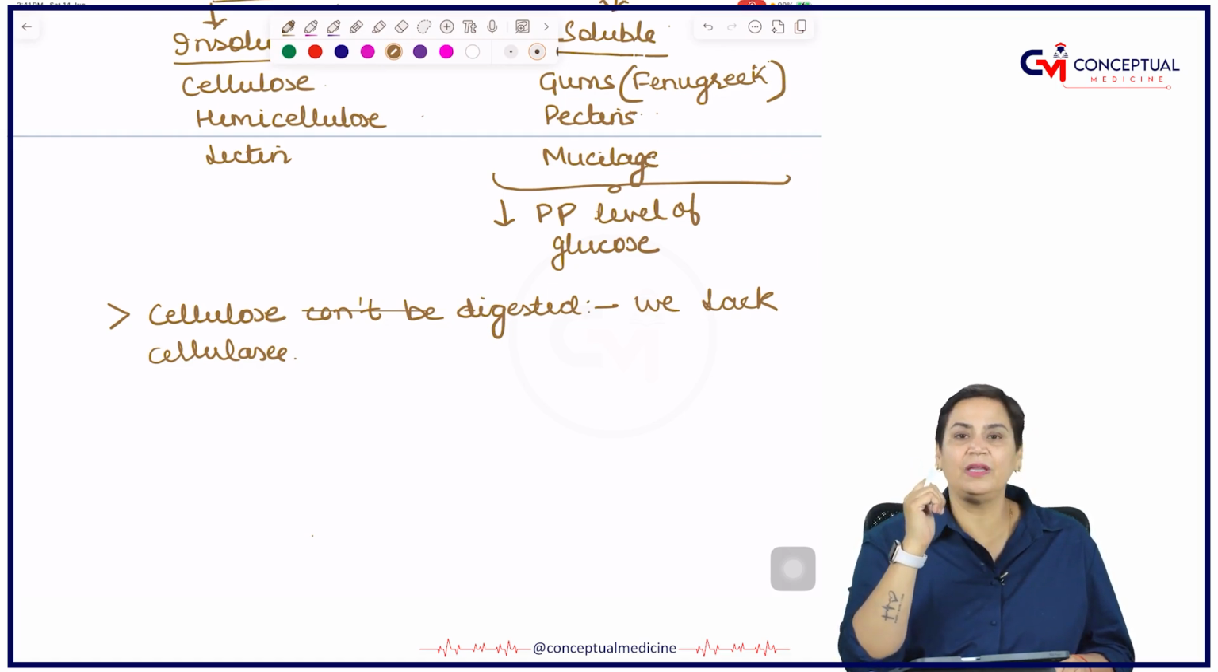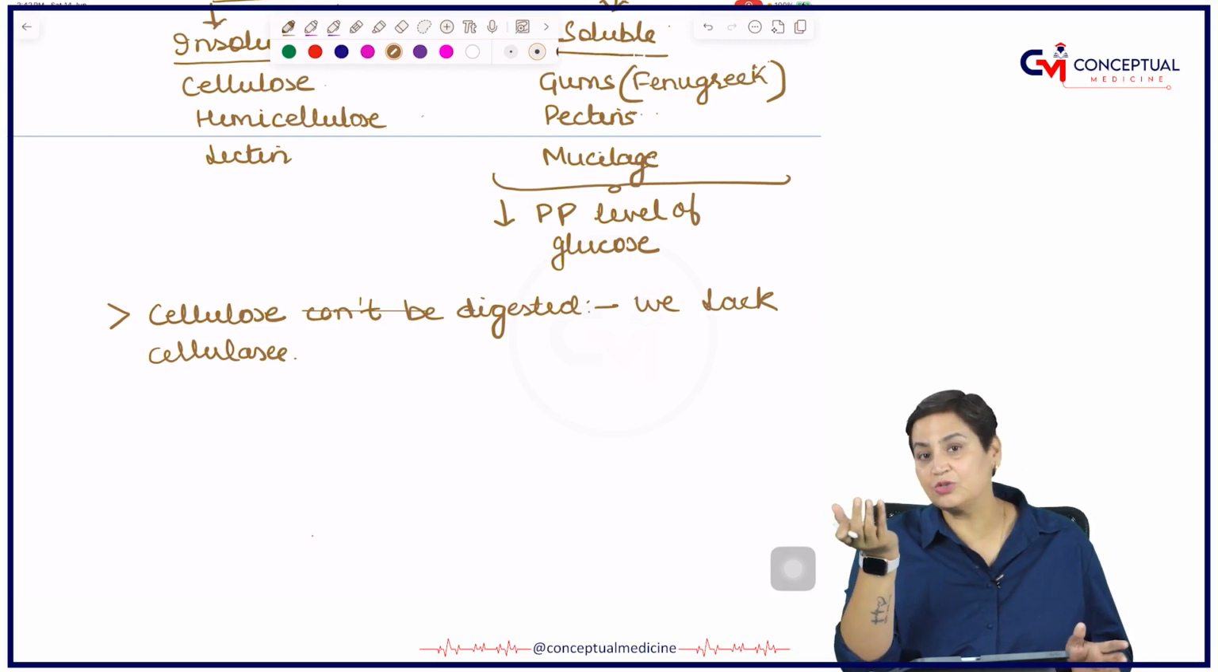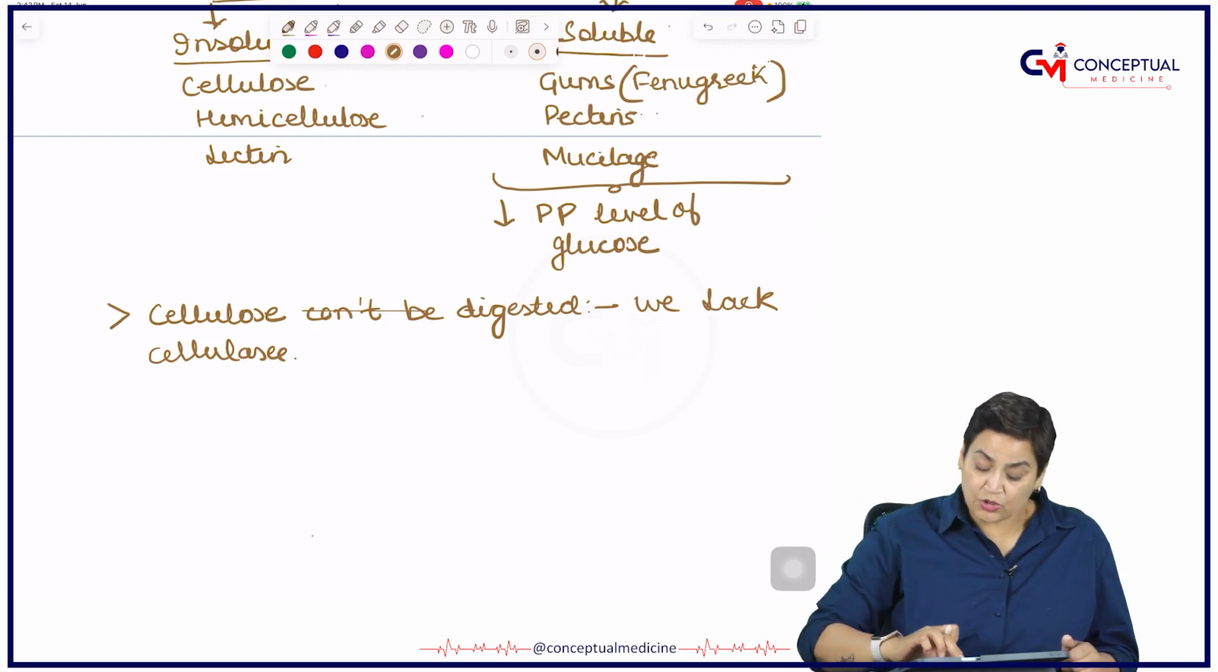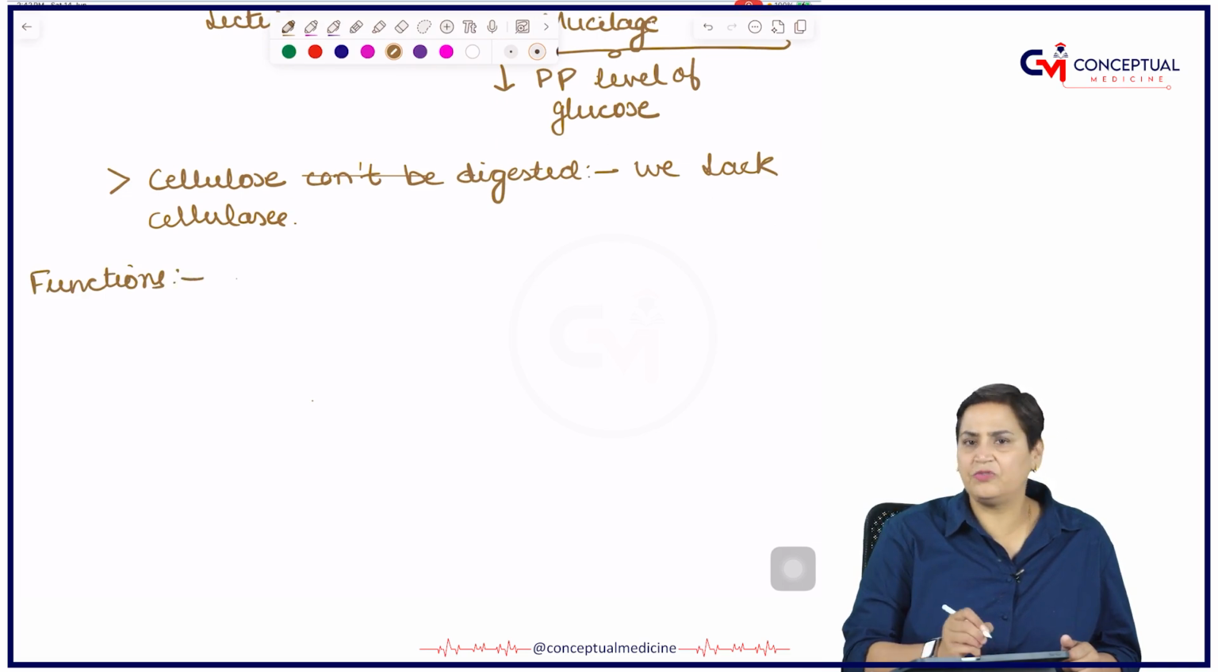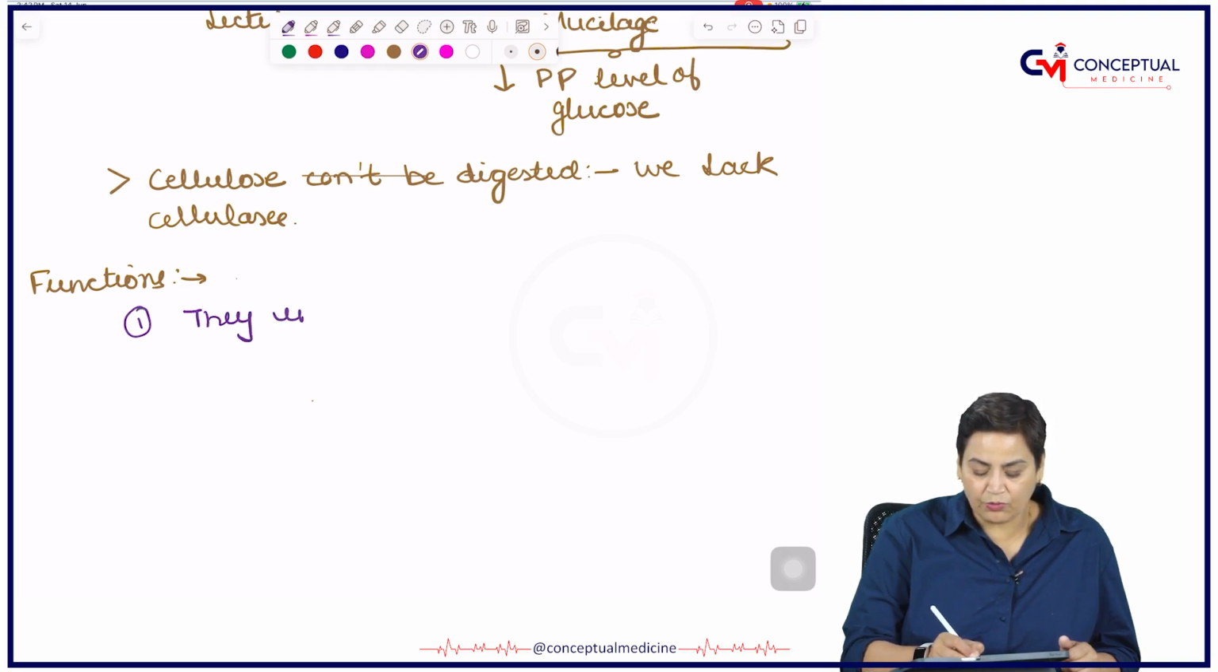So if it is not being digested, it is going to increase the bowel movements, it is going to increase the peristaltic movements, thereby preventing our body from constipation. And that is the use of laxatives also. So the main functions of all the fibers which we are taking in the diet, the first function is they increase the bowel movements. Very important.